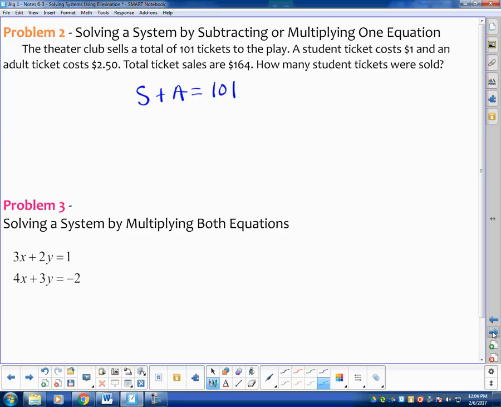Right. The other equation has to have the price in it. So it's $1 for student tickets, so do $1 times S plus $2.50 for adult tickets. What a deal. And the total ticket sales are $164. So those are my two equations.